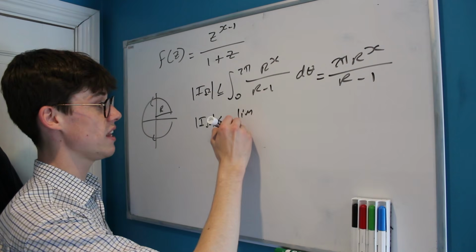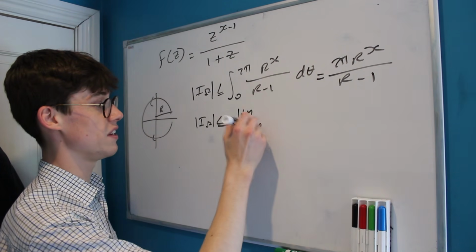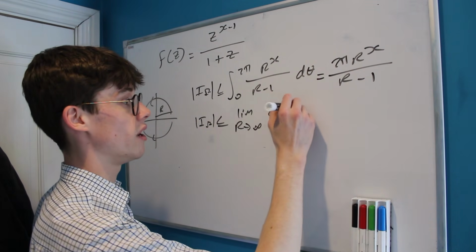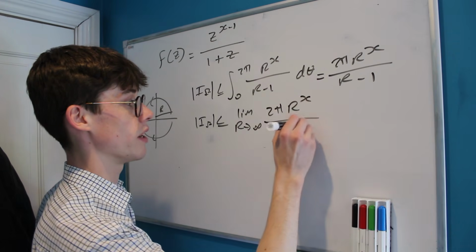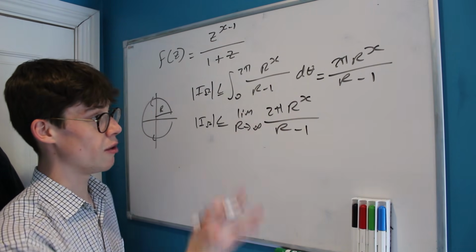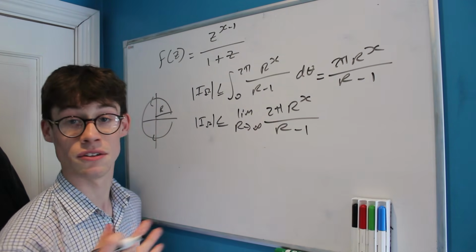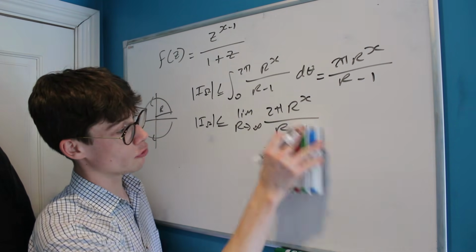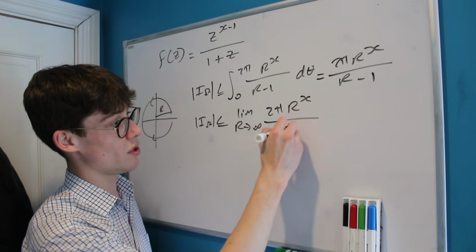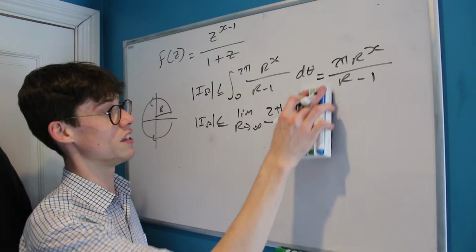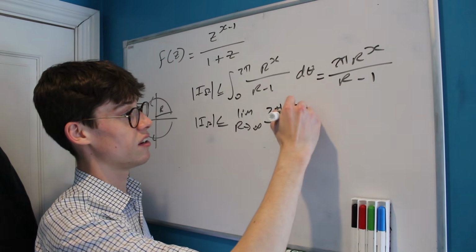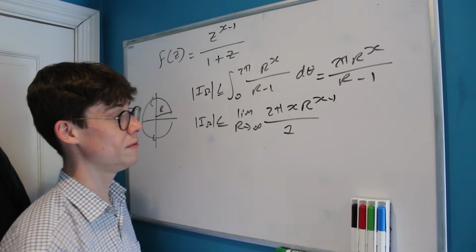And if we take the limit as r approaches infinity of 2 pi r to the x divided by r minus 1. Now both the numerator and the denominator are approaching infinity here, which allows us to use L'Hopital's rule. The derivative of r minus 1 is just 1, and the derivative of 2 pi r to the x is 2 pi x r to the x minus 1.